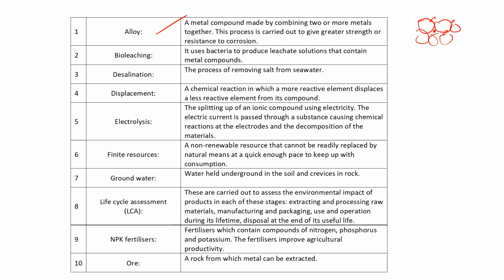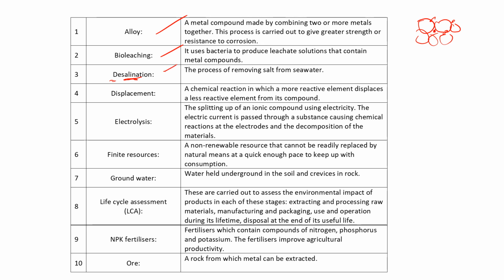It uses bacteria to produce leachate solutions that contain metal compounds. Okay, so what they'll do is there'll be a substance that's got lots of metal in it. They'll actually use microorganisms to take the metal out, bioleaching. The process of removing salt from seawater, salination is all to do with salt. De is take out.